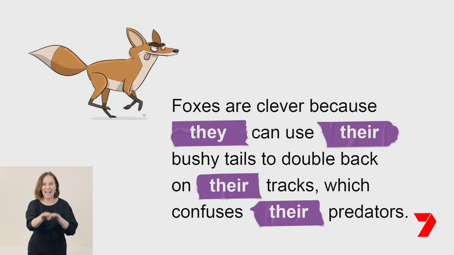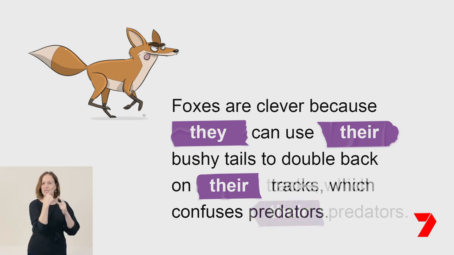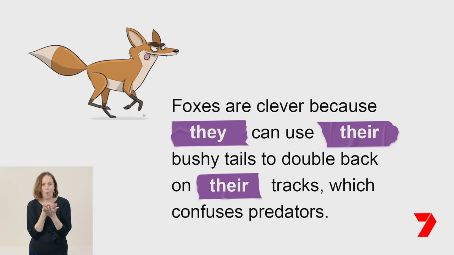In this sentence, they and their are pronouns and they refer to the noun foxes. I can also remove the final there because we understand that the predators are the foxes' predators. That's much better. This is my final tip for today.